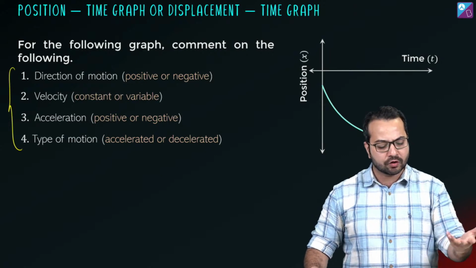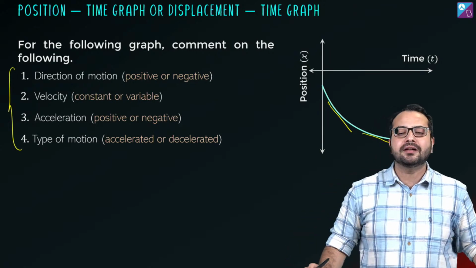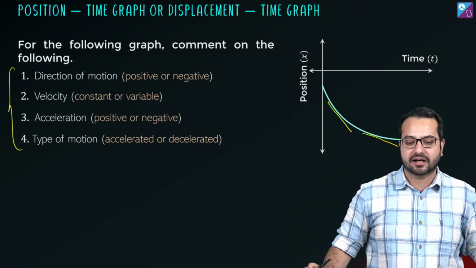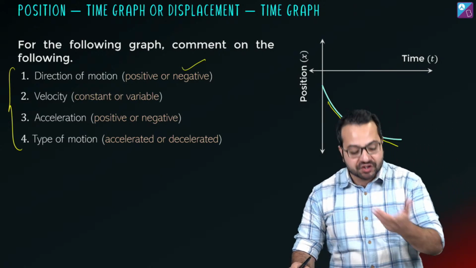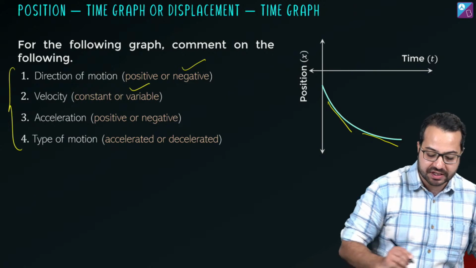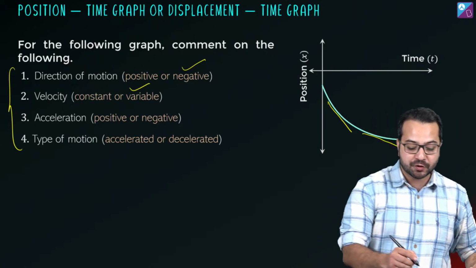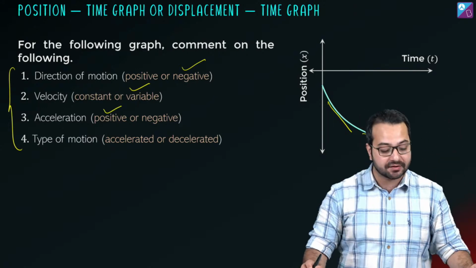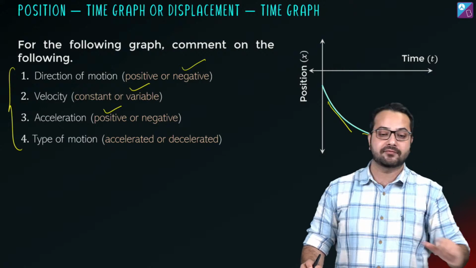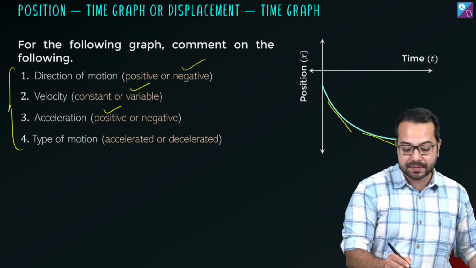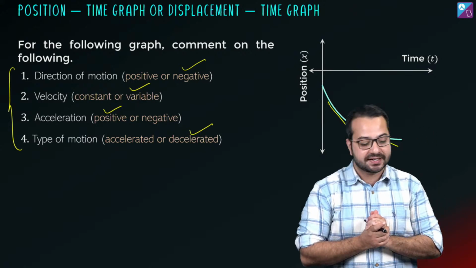Is that correct? चलो फटाफट कर लेते हैं. What is happening? The slopes are all negative. Is that correct? So the direction of motion is going to be negative. The slope is changing, which means that the velocity is variable. The graph is concave upwards, which means that the acceleration is positive. And the type of motion, what is happening? The speed is decreasing. The speed is decreasing, which means this is decelerated motion. Is that correct? Is that correct, guys?